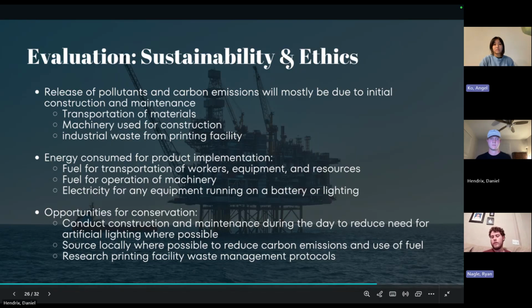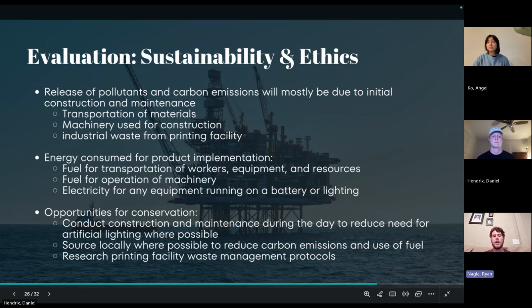You need transportation vehicles to get materials and machinery to and from the job site. In some cases, to get workers to and from. Obviously, machinery that's going to be used for construction is going to need fuel, and then there's also going to be some waste created in the process of 3D printing at the 3D printing facility.